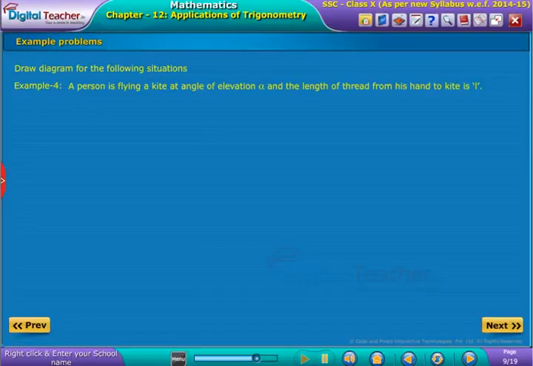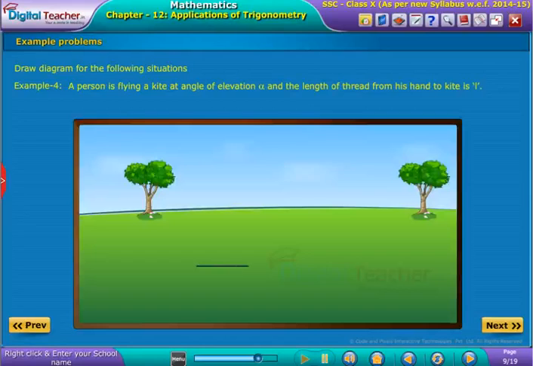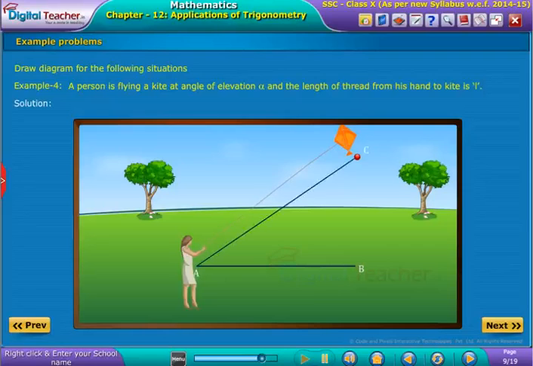Solution. Initially, we shall draw a line diagram for the given problem. Draw a horizontal line AB, where A is the position of the person flying the kite. Let C be the position of the kite. Then AC is the length of the thread, which is equal to L. Given the angle of elevation is alpha, so angle CAB is equal to alpha. The diagram representing the above mentioned situation is shown on screen.